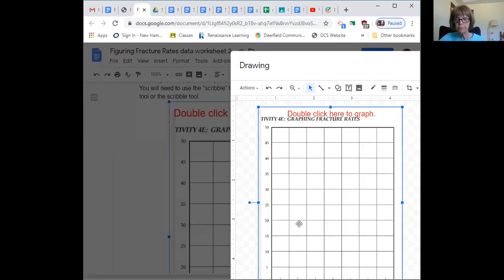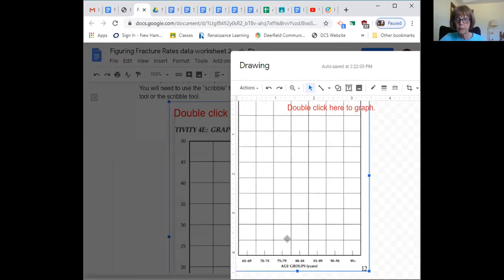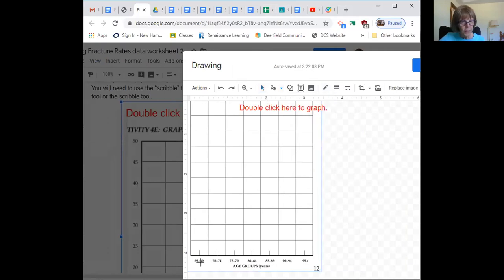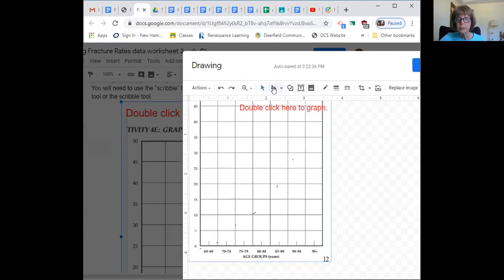So here's my graph. And if I go down here, I'm going to use my scribble tool. I have to click this select line tool, and I probably have to go to the scribble tool. And I would go to my first age group, and if it's 1.8, I'm going to go up here and I'm going to make a squiggle at 1.8. So you're going to go ahead and do all your graphing. I'm just going to graph as if it were real data. Obviously it's not, because I didn't do my division yet. And then I can use maybe the line tool to connect those.